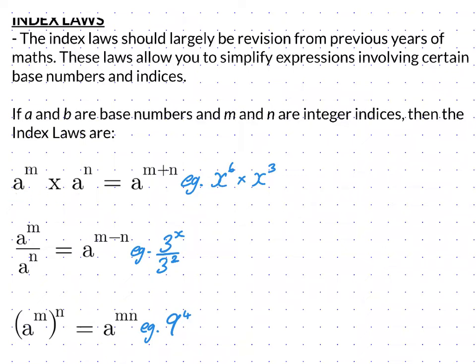We have two different base numbers with indices. The solution or the simplification is the same base number, but you've added the indices together. So the answer to this is going to be the same base number, x to the power of 6 plus 3, which is going to be x to the power of 9.